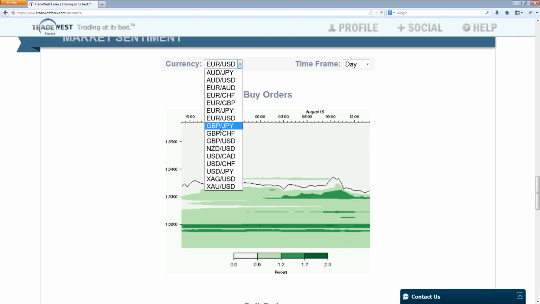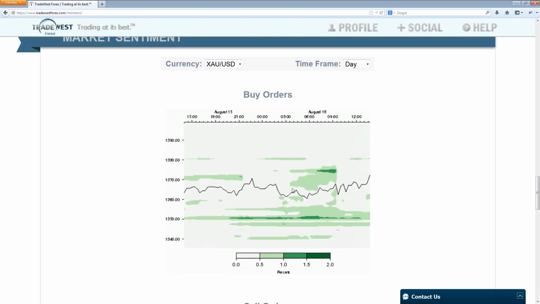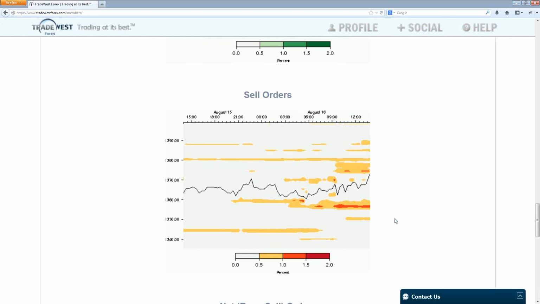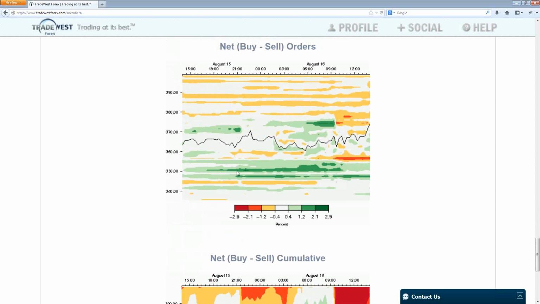And you know, we can go through other pairs here. There's quite a few that we have access to. You can even go down here to gold, see what the gold market looks like. There's a whole bunch of buy orders down here at 1350 that may act as support. You can see there's a couple stop orders. If you go to net, you will see that the majority of them at 1350, it's buy orders. So it should act as support.